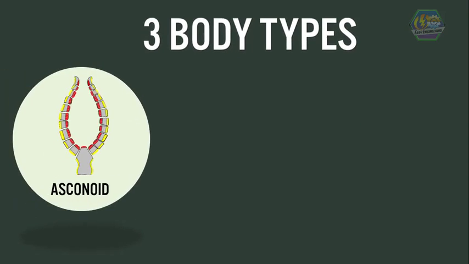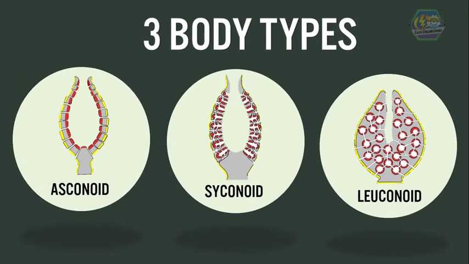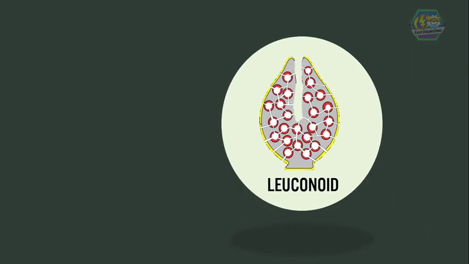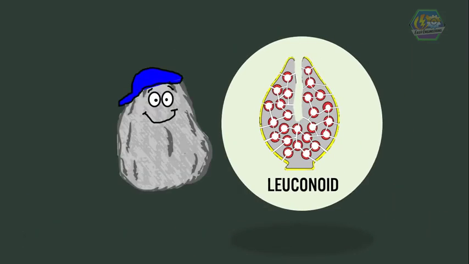Sponges have three body types: the asconoid, syconoid, and leuconoid. Asconoid and syconoid are vase-like, and leuconoid is shaped kind of like a rock or a lump.